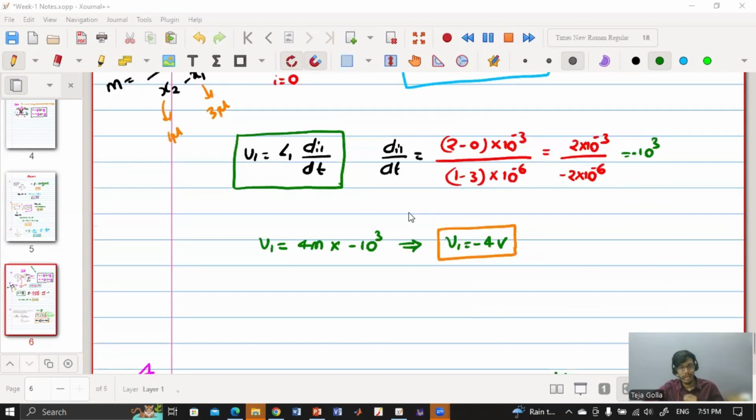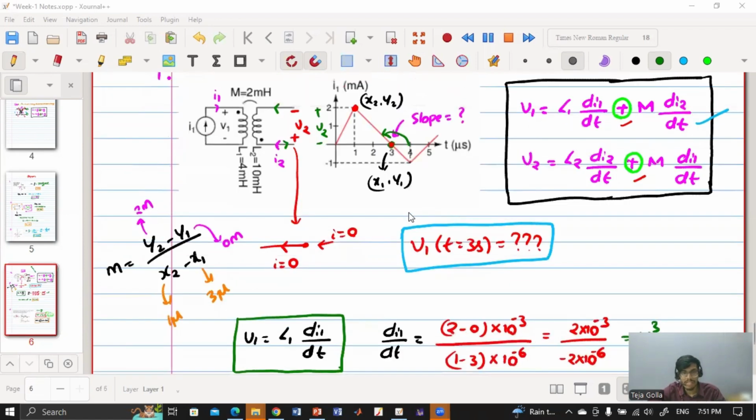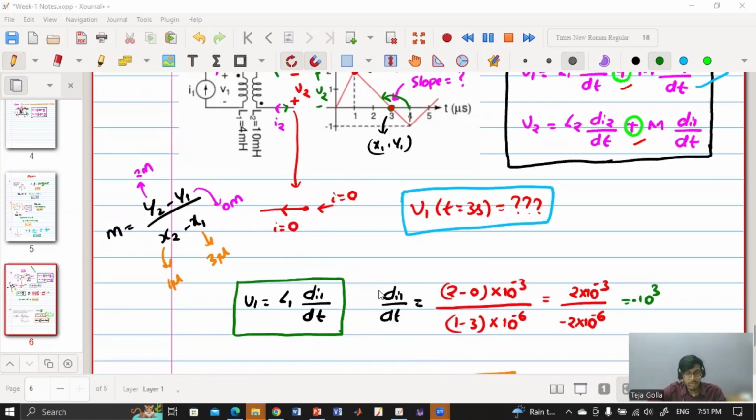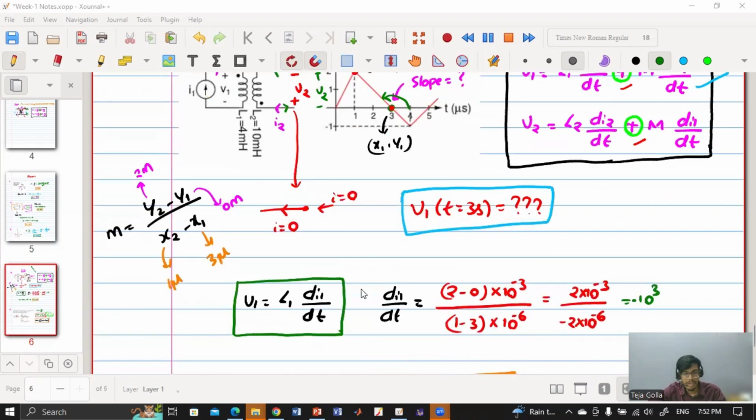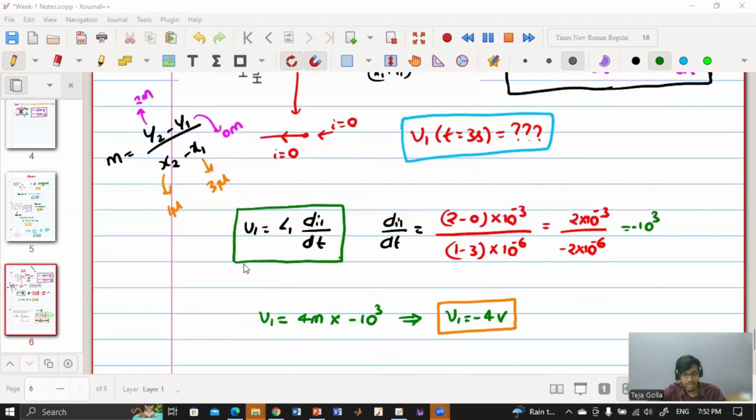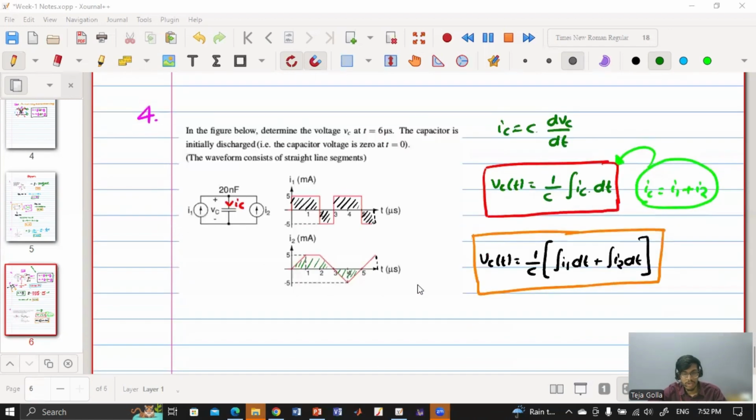Just please check. Someone has asked, please explain the final step. So in the previous question, I2 is 0, so L1 into di1 by dt plus this part will be 0, and di1 by dt is the slope at this time period t. So I have calculated the slope and then I have substituted to get the voltage. So now in this question, we have to find the area under the curve. So let me solve the area under the curve. Can you tell me what will be the area of this curve? Like this one?